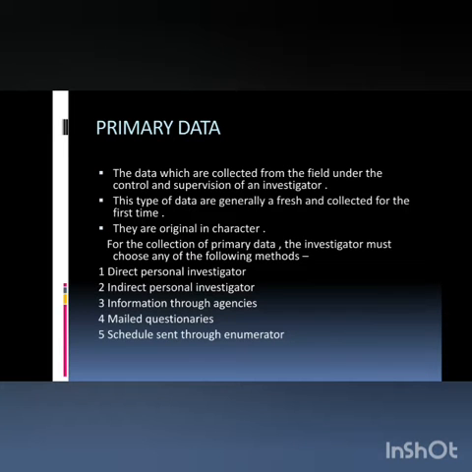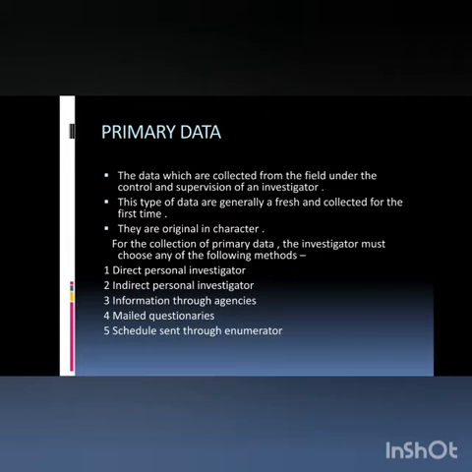Primary data. Primary data are those which are collected from the source of origin. We ourselves go and collect the data from a place. They are fresh and original in character. Methods of collection of primary data. There are five methods. First, direct personal investigation. Second, indirect personal investigation. Third, information through agencies. Fourth, mailed questions. And fifth, schedule sent through enumerators.